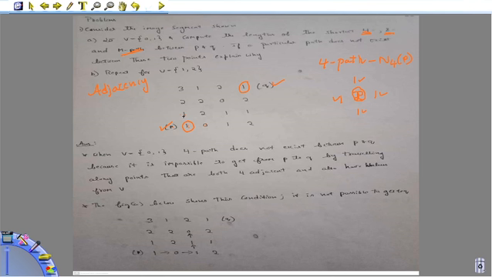Sir, but can't you take the upper letter? Yeah, if you take the upper letter, you cannot move upwards again because 2 is present over there, right? If you move upwards, there is 1 which is present over here.